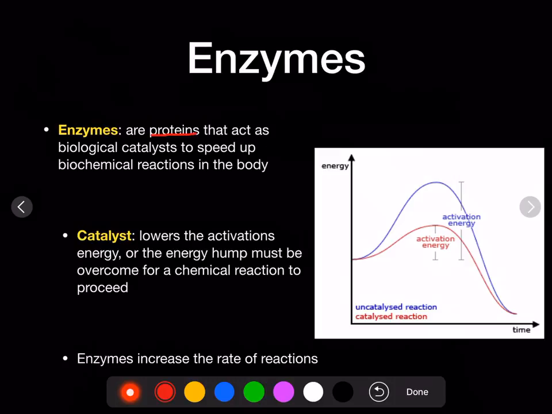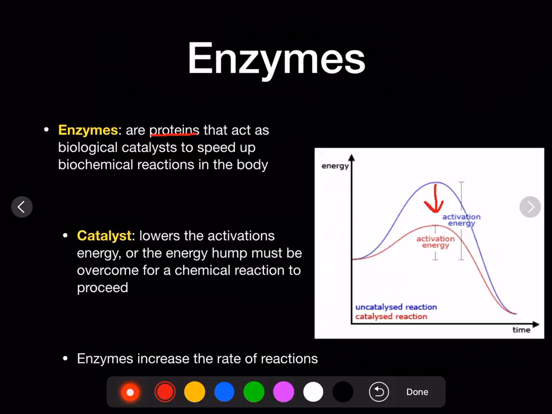And a catalyst lowers the activation energy. Now you're probably saying to yourself, well, what is activation energy? If you notice here, this graph represents what an enzyme really does. This first blue line represents a reaction when there is no enzyme present. You notice that there's this big hump, this big amount of energy that needs to be overcome before it can cascade down for the reaction to occur. So when an enzyme is present, it lowers this activation energy.